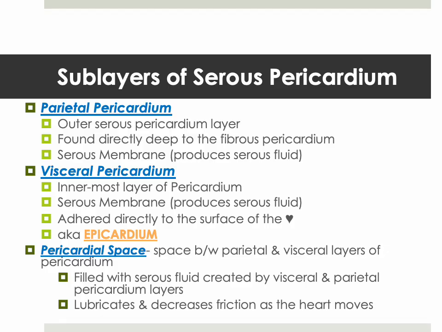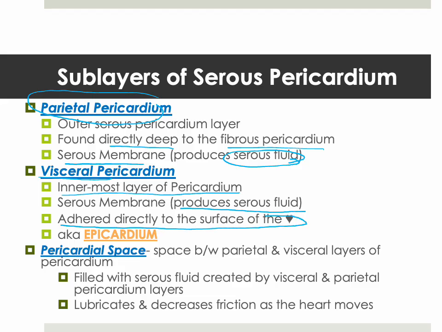Alright, so these sublayers: the parietal pericardium is the outermost layer, and is found directly deep to the fibrous pericardium, okay? This one produces serous fluid. Then the visceral pericardium is the innermost layer, and it also produces serous fluid. This one adheres directly to the surface of the heart, and it is also known as the epicardium, meaning above the heart, okay?